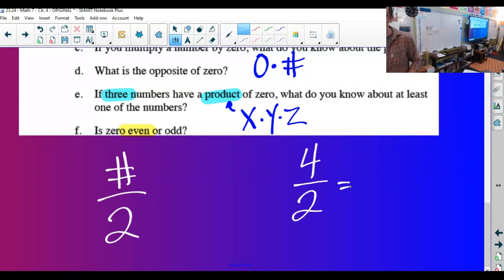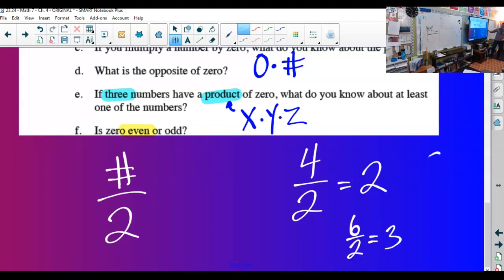Okay, you can divide it with. Okay, so you said 4 divided by 2. What is that? It's 2. So what about 6 divided by 2? 3. What about 8 divided by 2? 4. What about 10 divided by 2? 5. So my answer's even, my answer's odd, my answer's even, my answer's odd.